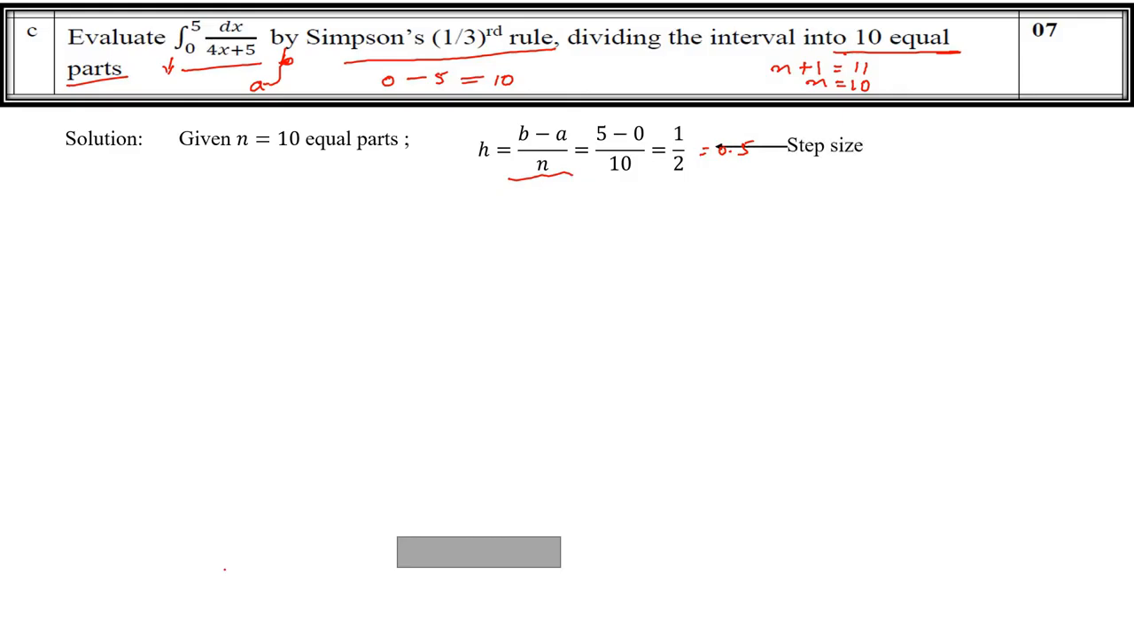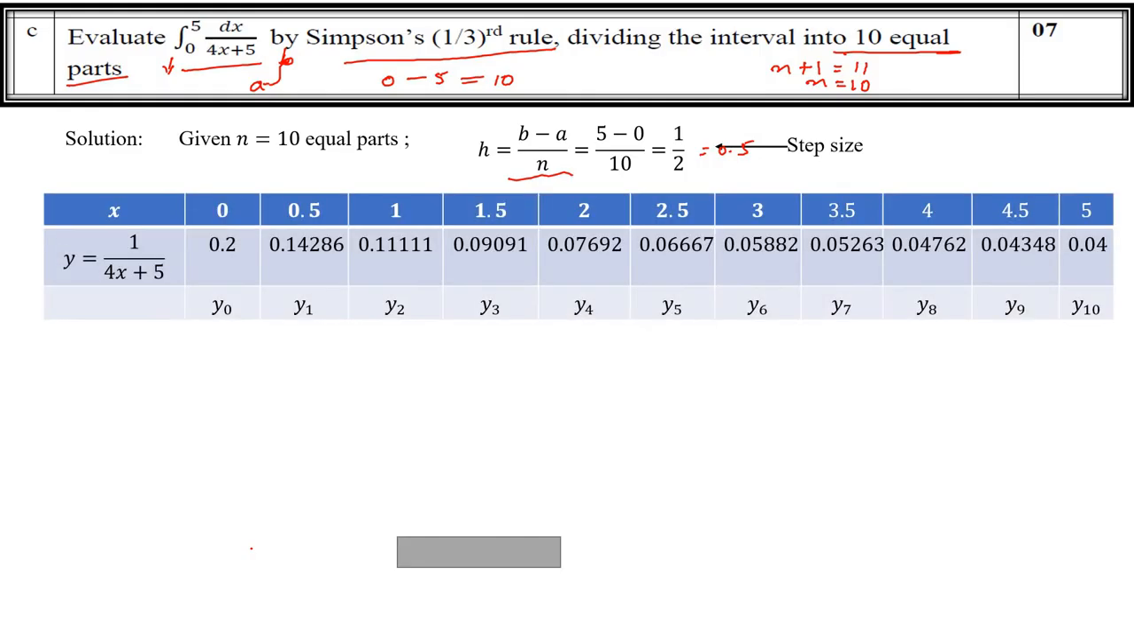Now, h is called the step size. As the interval should be divided into 10 equal parts, each step is increased by 0.5. This is the table I have constructed. You should know how we can construct this table. I will go with using a calculator directly.